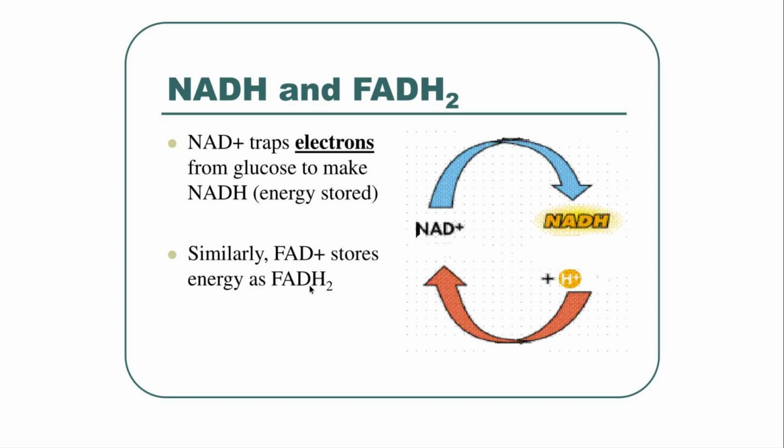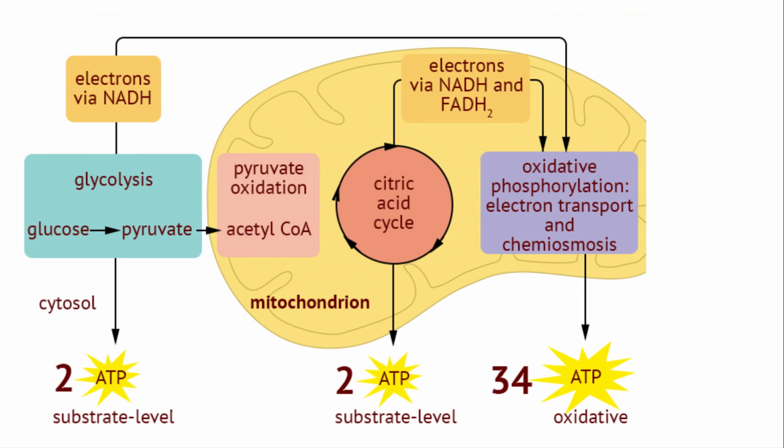Now NADH, the high energy molecule, can be broken down back into NAD+, and in the process you can release ATP. And the same thing with FADH2 can be broken down back into FAD+, and in the process make ATP. How it happens is what we're going to see in the next few slides.